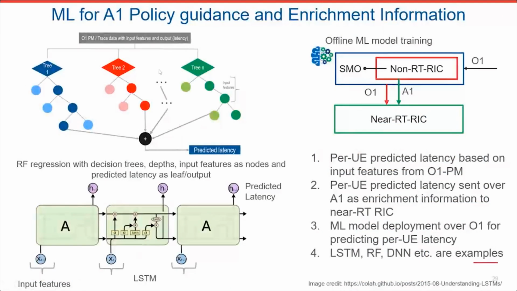Now, what kind of machine learning models can be deployed here? Examples are random forest is one example, and the other example is LSTM, RNN, deep neural network. These are the kind of machine learning models that can be trained, more offline machine learning models that can be trained inside the non-real-time RIC. Because these models can actually generate predictive KPIs. So using random forest or using LSTM or using deep neural network, you can actually predict the KPIs, like predict latency, predict throughput. And this prediction can actually be sent over the A1 interface to the near real-time RIC. This is sending some predictive information or ML-based policy guidance.